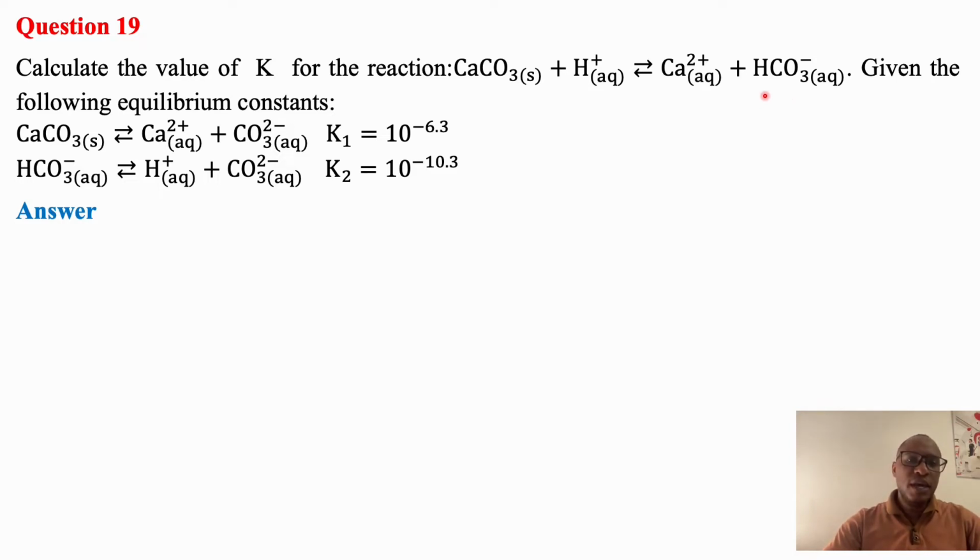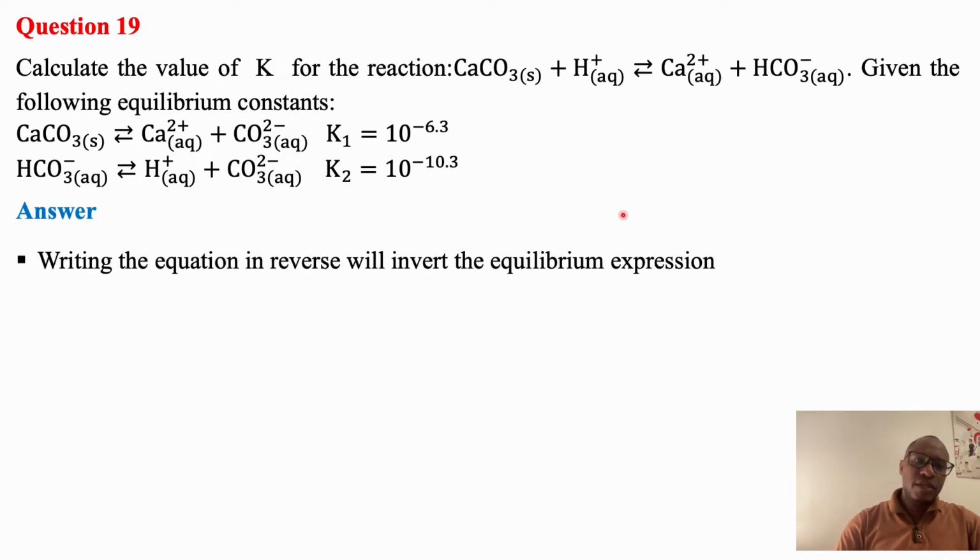How do you eliminate the carbonate? Of course, you can see carbonate is here, and is also here. That means you need to reverse one of the equations. So how do we proceed? If you are writing the equation in reverse, it will also invert the equilibrium expression. That means when you are reversing one of the equations, either this one or this one, you need to make sure that you are inverting the equilibrium expression for the equation.